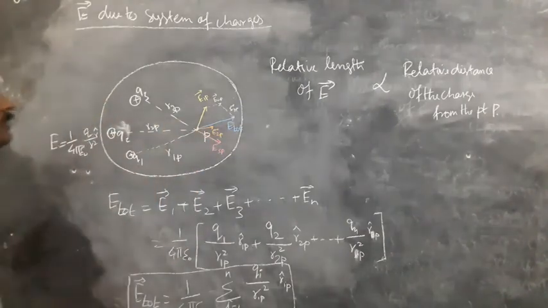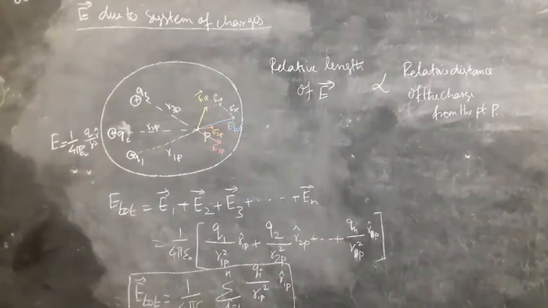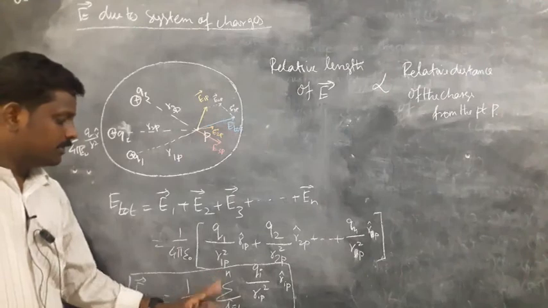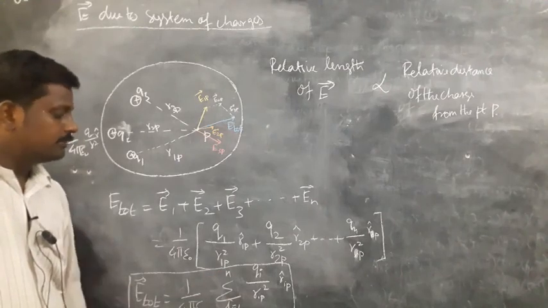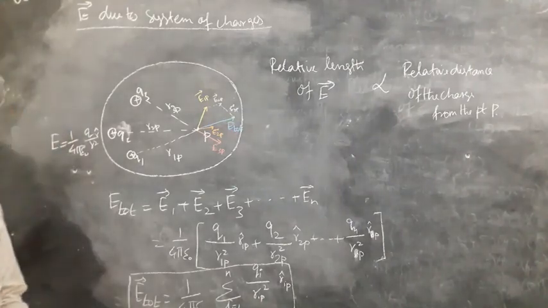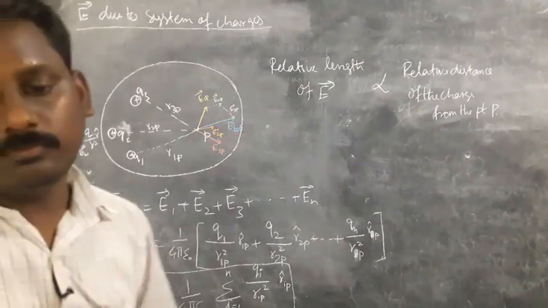So for the electric field due to a system of charges, you need to know the formula. E total is equal to 1 by 4 pi epsilon naught, summation i equal to 1 to n Qi by RiP squared RiP cap.